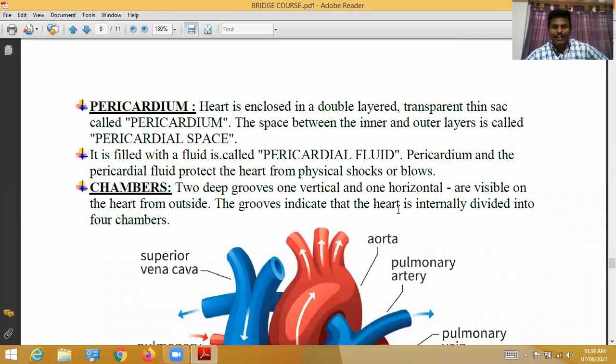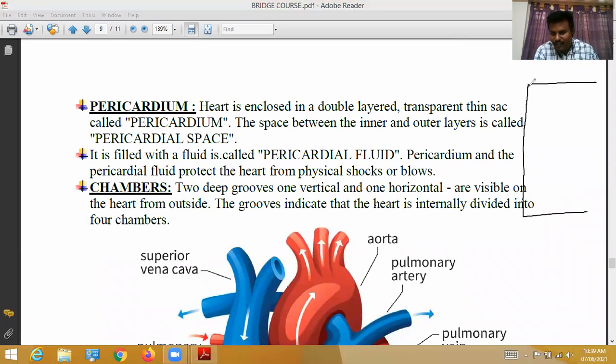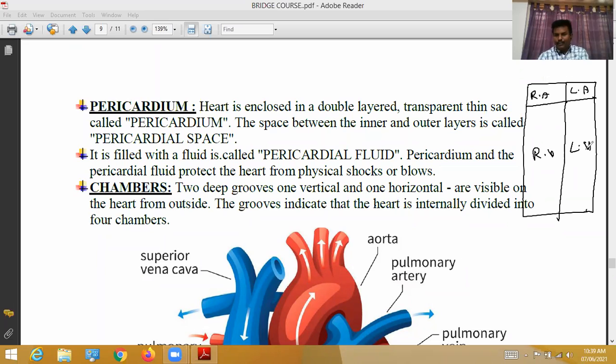Next, pericardium. If you see here the normal diagram, I will draw it for our understanding. This is called pericardium. This is the right auricle, this is the left auricle, this is the right ventricle, and this is the left ventricle. So this is the diagram for our understanding.